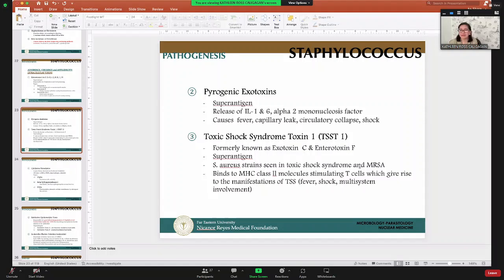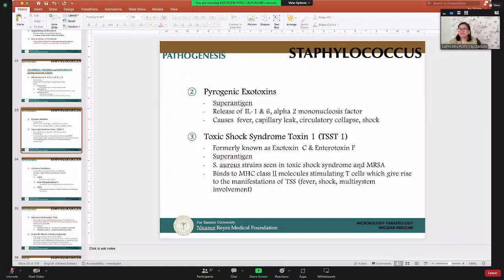And then you have the toxic shock syndrome toxin. Another manifestation of staphylococcal infection is toxic shock syndrome, due to the secretion of this exotoxin, the toxic shock syndrome toxin, formerly known as exotoxin C or enterotoxin F. It's also a superantigen. But this toxin is not only secreted by Staphylococcus aureus, it's also secreted by Streptococcus pyogenes. So there is some similarity in the manifestation of Staph aureus and Streptococcus pyogenes, due to the secretion of this toxic shock syndrome toxin.